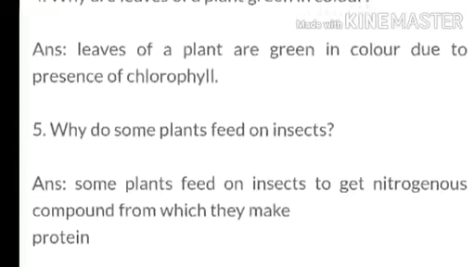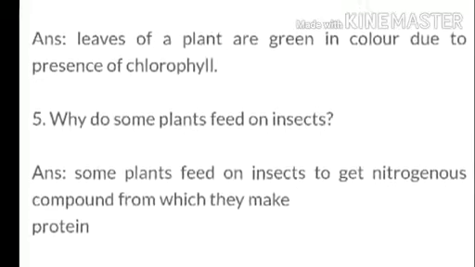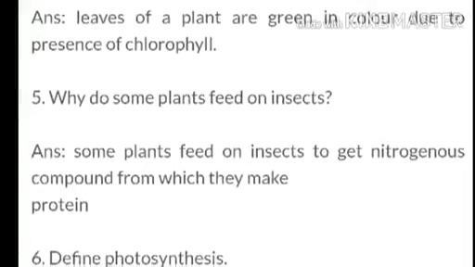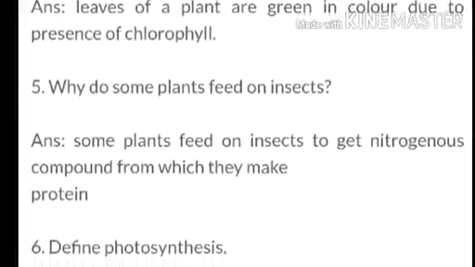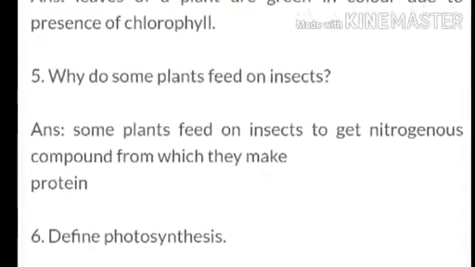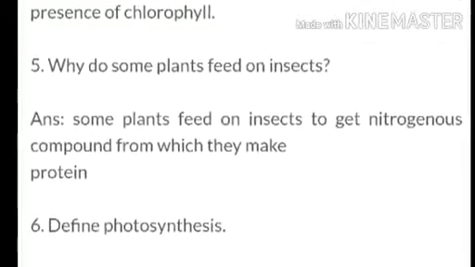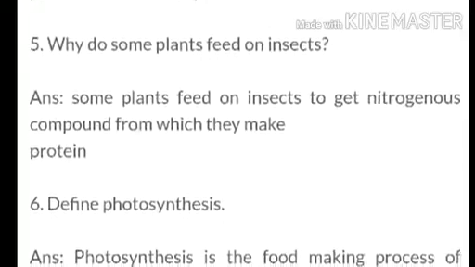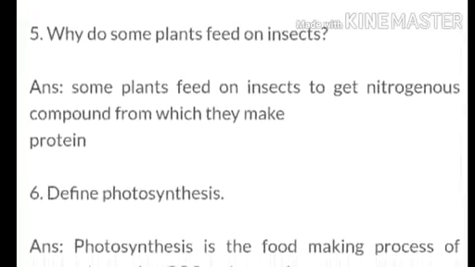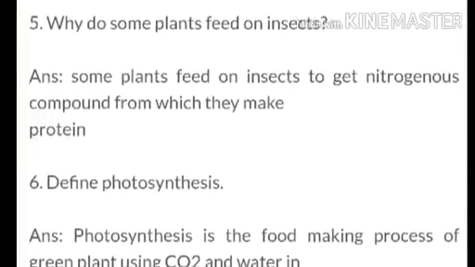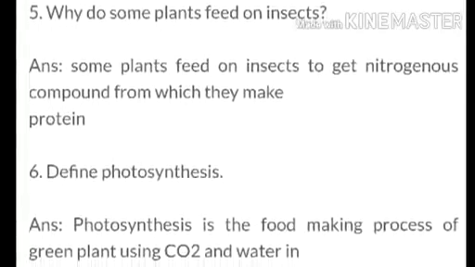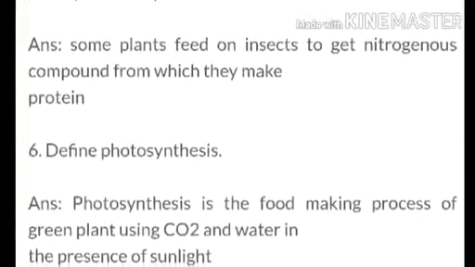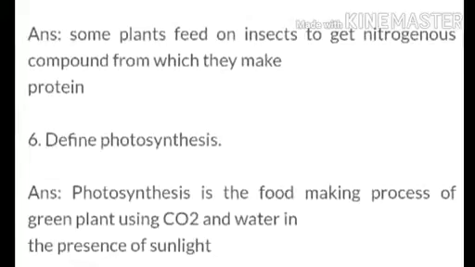Define photosynthesis. So we learned it in a very brief manner. What is photosynthesis? Photosynthesis is the food making process of green plants using CO2, CO2 means carbon dioxide, and water in the presence of sunlight. So this is the process of photosynthesis. Okay.